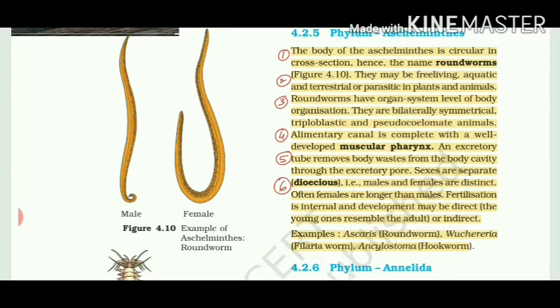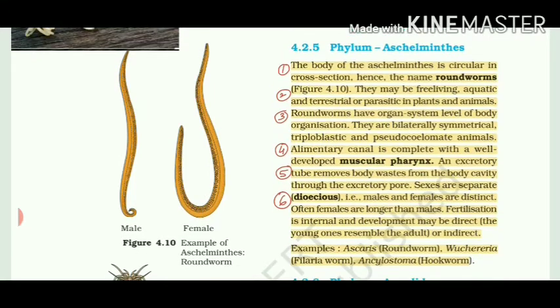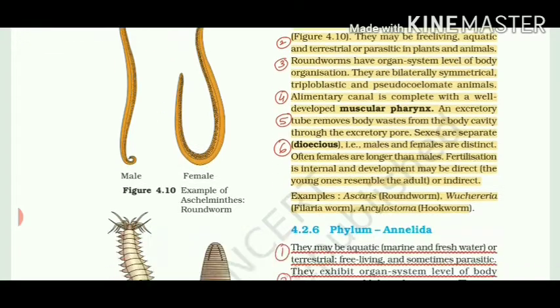So this diagram 4.10 is a diagram of Ascaris. One is male Ascaris and the second is female Ascaris. So now the sex organs are not present in one individual, but they are distinct in nature. Females are longer than males. Last point, fertilization takes place internally, and development can be either direct or indirect. So you can easily learn one example, that is Ascaris.